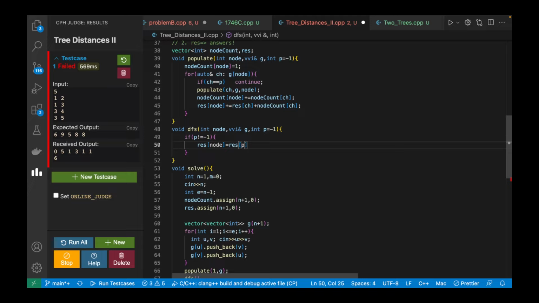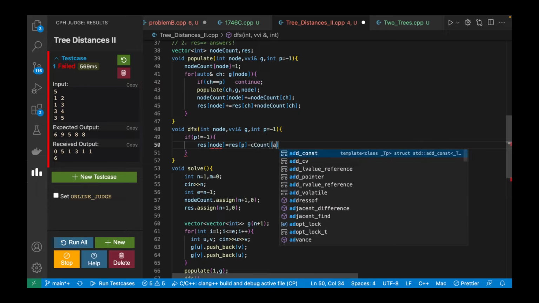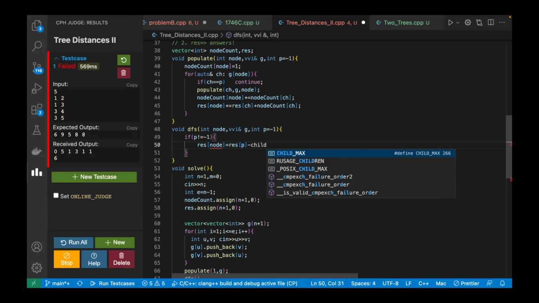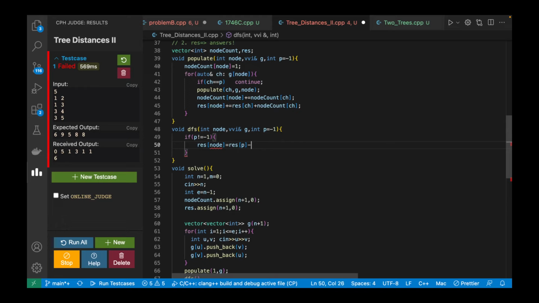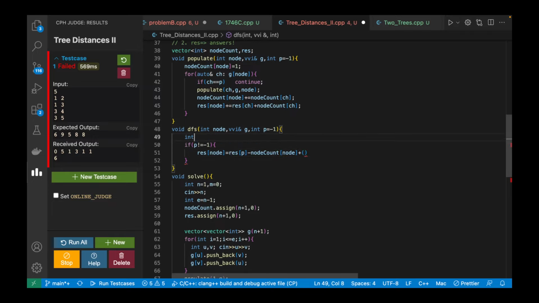But now, when you're coming from a parent towards your current node, all the nodes that are in your current subtree are actually becoming closer to you, right? So you'll have to subtract that value. So you'll say whatever node count was, okay, node count of u, that is node, plus. Now, when you did this, you actually became more distant towards all the nodes that were not in your current subtree.